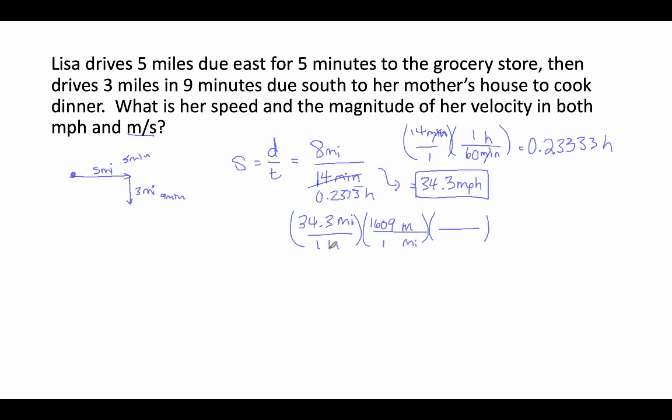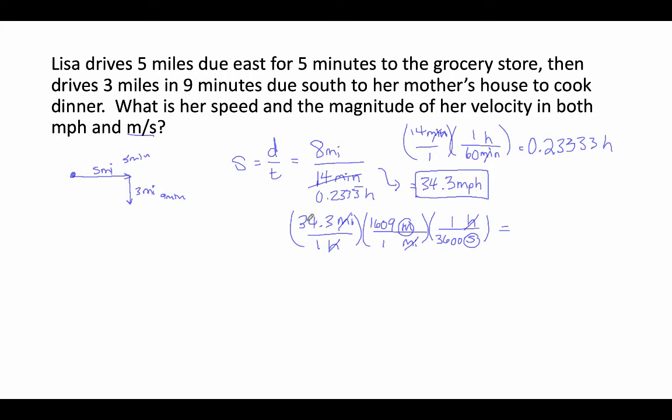Since hours is on the bottom, to get it to cancel out, I have to put it on top to divide out. So I'm going to go from hours to seconds. Well, 1 hour is 3,600 seconds. Another thing to memorize: 60 seconds in a minute, 60 minutes an hour, 60 times 60 is 3,600. So now my miles have canceled out, my hours canceled out, and that leaves me with meters per second. That's the unit I'm looking for, meters per second.